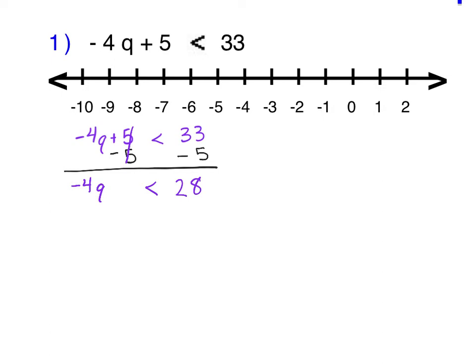So this is a negative 4 times q. The opposite of times is divide, and I want to get a positive 1. Negative 4 divided by a negative 4 will give me a positive 1. So I'm going to divide by a negative 4 here. This gives me a positive 1, so I'm left with q here. And then 28 divided by 4 is 7, but a positive divided by a negative is a negative, so it's a negative 7.